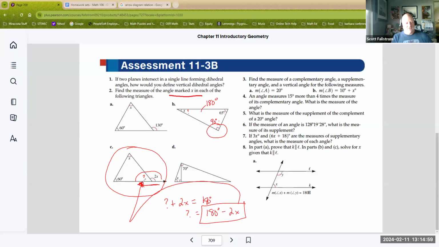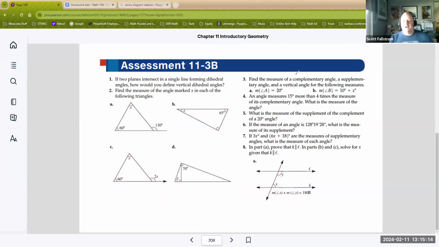Use these pieces. If you don't know something, it's okay to label. It's okay to write all over it and just say right there is 180 minus 2x. Then you take that number plus x plus 60, and it has to total 180 just like before.